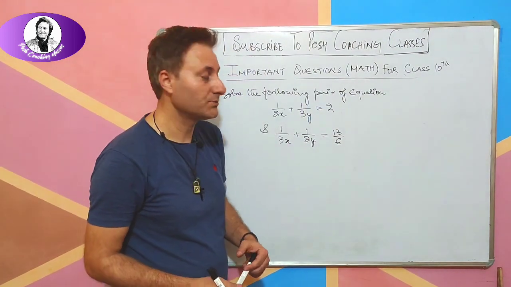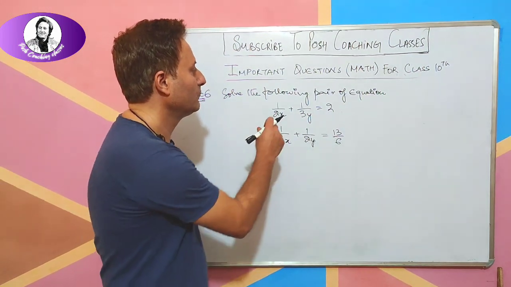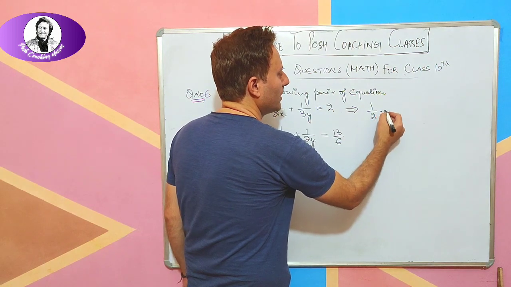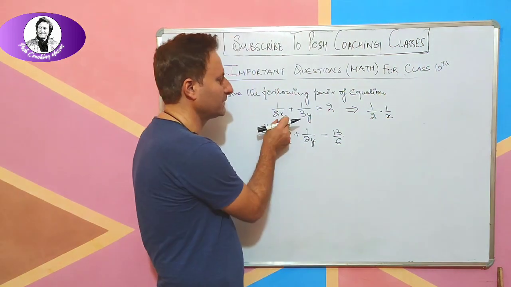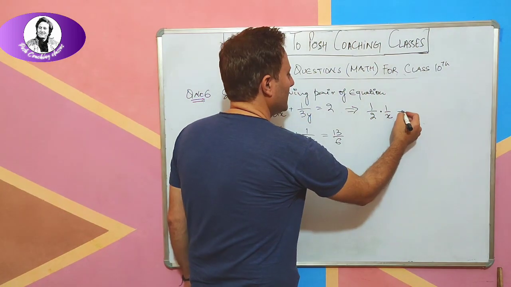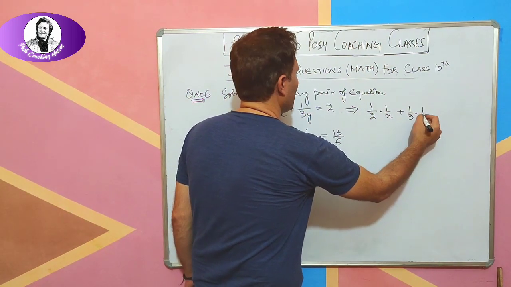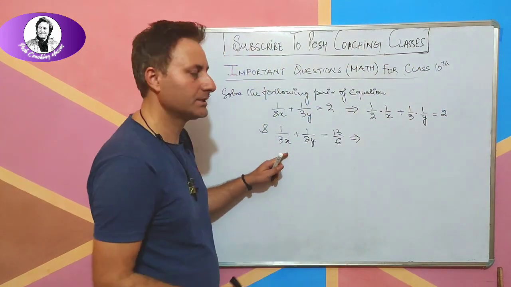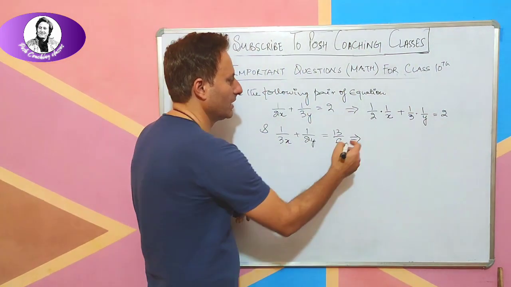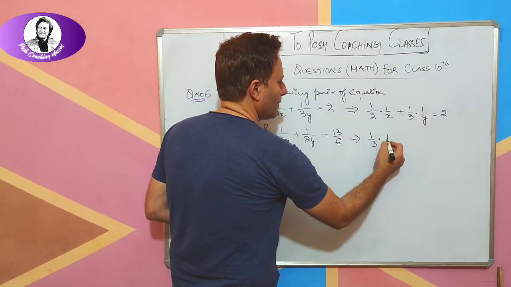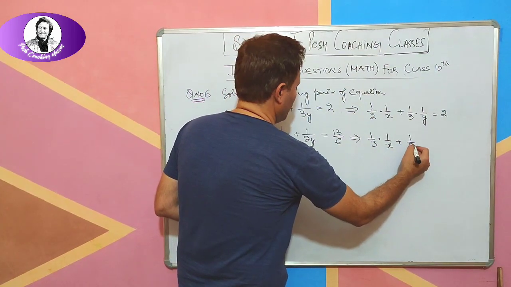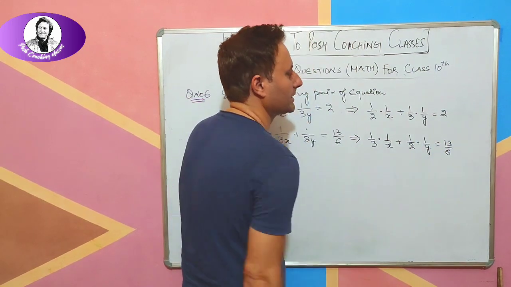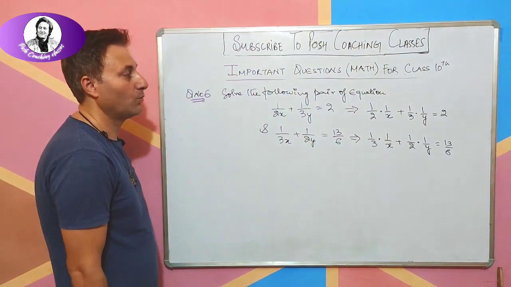Now what to do with these kind of questions? First of all, we'll just do a small adjustment. I'll write 1 upon 2 into 1 upon x. It becomes same. There is no change. Then 1 upon 3 into 1 upon y is equal to 2. Similarly, I'll just do the same pattern with this as well. Is 1 upon 3 into 1 upon x, 1 upon 2 into 1 upon y is equal to 13 upon 6. Right? Now, what to do?